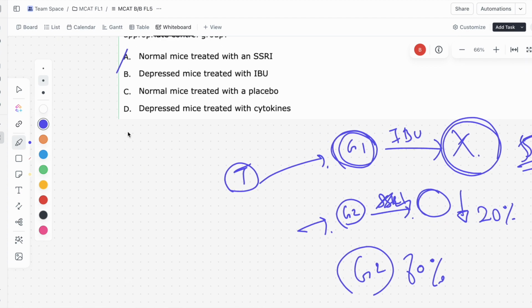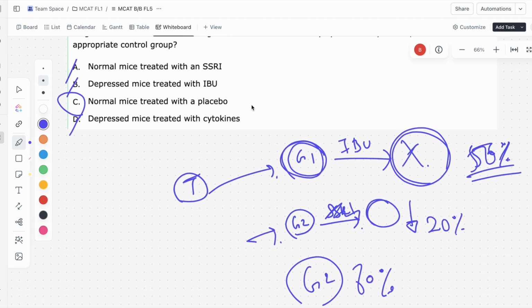The most important fact that we have to keep in mind right now is that we want a clean slate. If we want to know if IBU itself has an effect, then we also want to make sure that non-IBU, in other words, something that isn't IBU, that shouldn't have any effect, is also used as a control in our experiment. That's why we want to look at C. We want to look at mice treated with a placebo. We want to compare mice that haven't been treated with anything that will change their depressive levels to see if IBU is increasing depression in the mice. So that's why the answer is C for this problem.